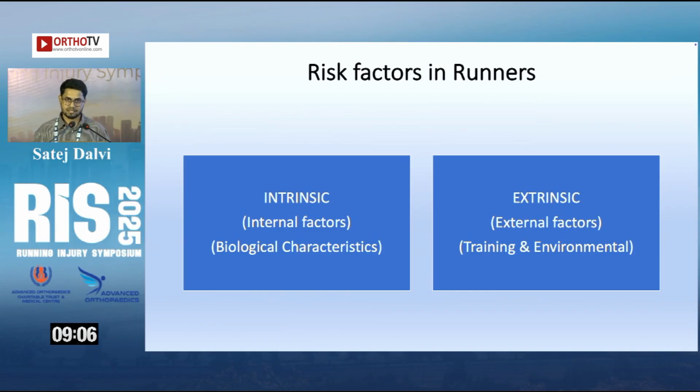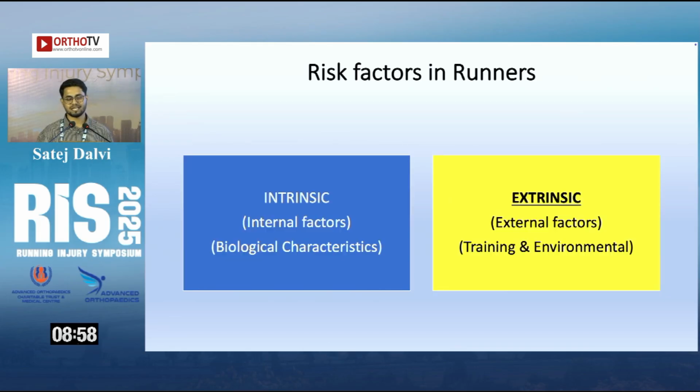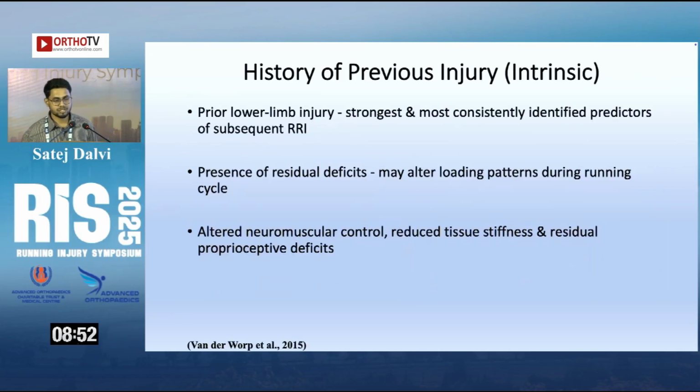So we'd categorize risk factors basically into 2 categories. There will be intrinsic or the internal factors, which are essentially our biological characteristics, and the extrinsic ones or the external factors, which are training load related or environment related. Getting into each, a previous history of injury is essentially the most important predictor for subsequent injury. But that's because even if you have rehabbed, or you've not done your rehab properly, you'll end up with some sort of residual deficits which will alter the loading patterns during running.